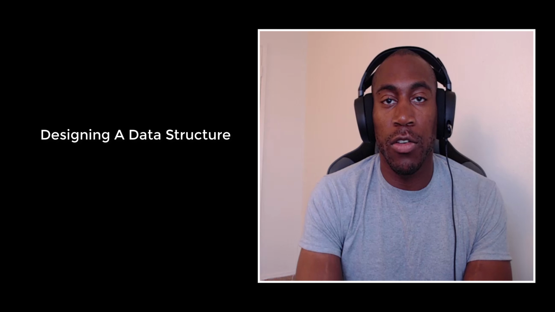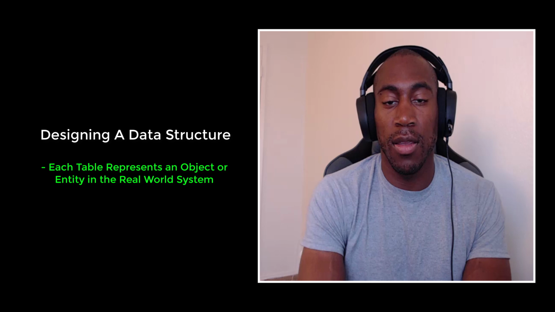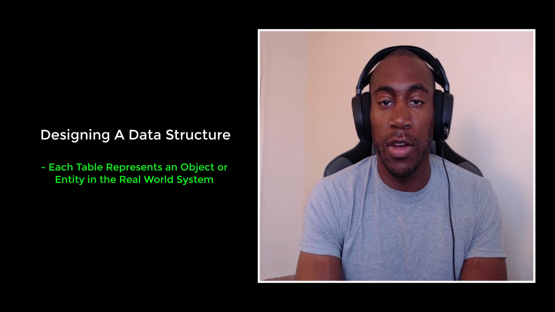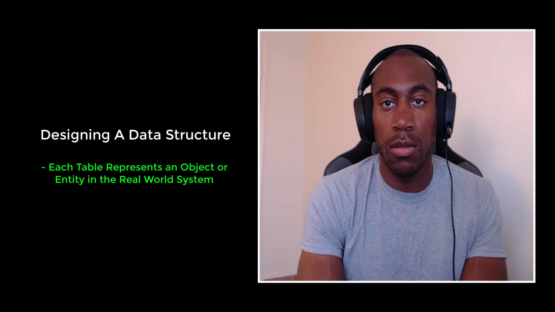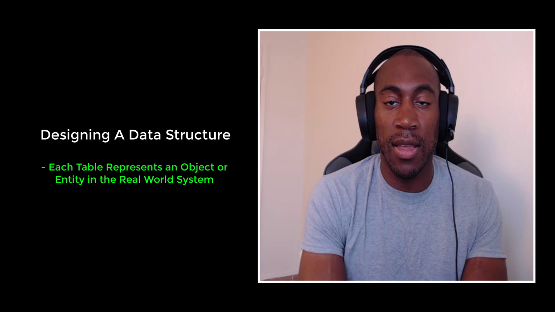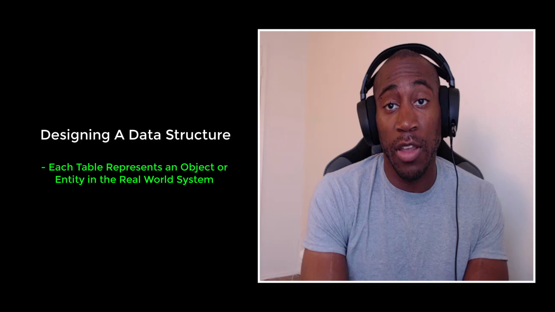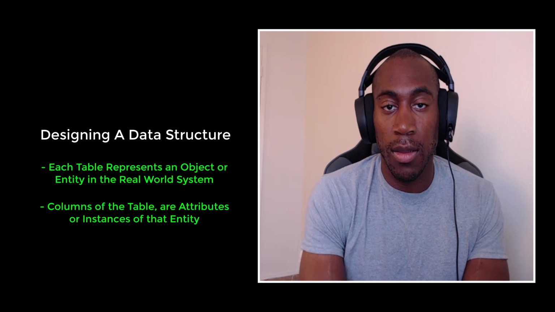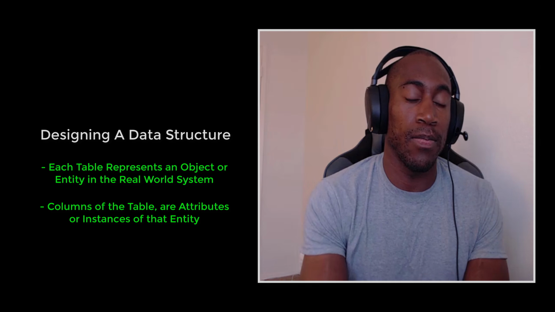While you're designing a data structure, each table that you create in your database represents a single object or entity in the real-world system you are referencing. Let's say you are designing a database for a new video game where all new players' names have to be stored in a single table. Well, you could name that table players or customers, and then have columns inside that table called first name, last name, and telephone number to store the player's information. And these columns would be attributes or instances of that entity. So let's take a look at the 6 basic steps for designing a data structure.